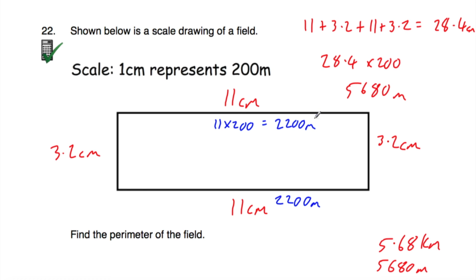In terms of the right hand side and the left hand side, well, each centimeter is 200 meters. So if we do 3.2 multiplied by 200, that is equal to 640. So that means the width of the field is 640 meters. So if we do 2,200 plus 2,200 plus 640 plus 640 on our calculator, we get 5,680 meters, and that's it. So just so you can do that question a few different ways.